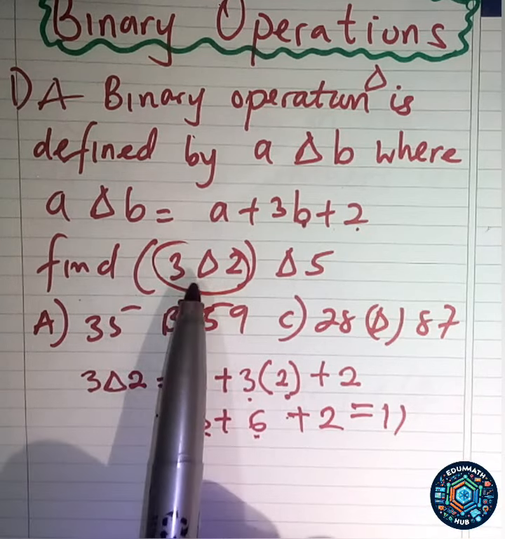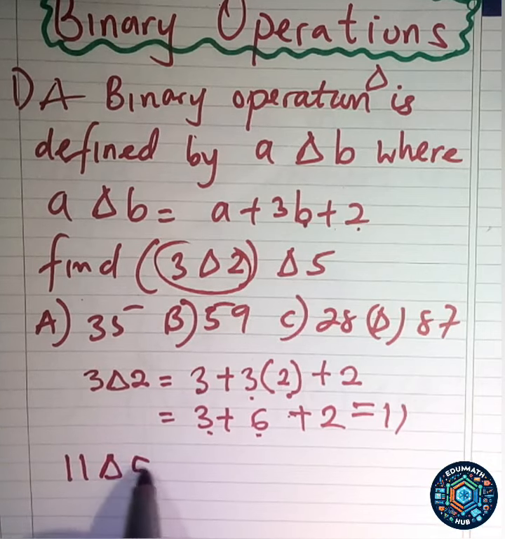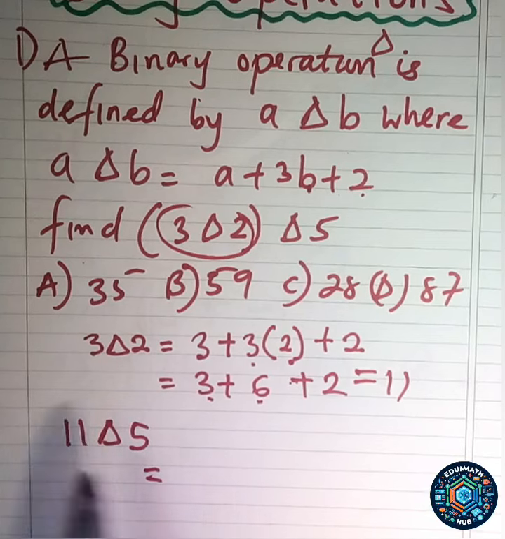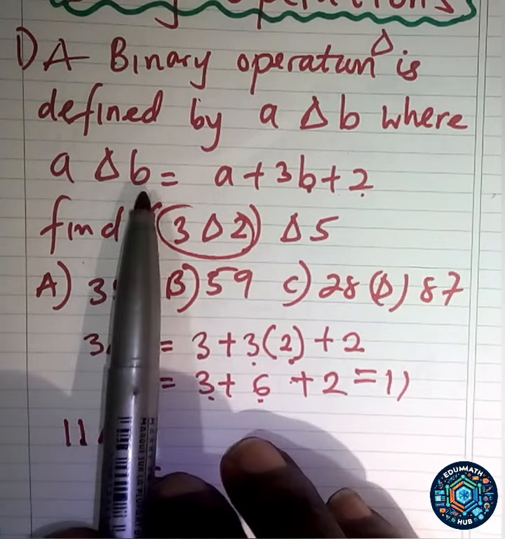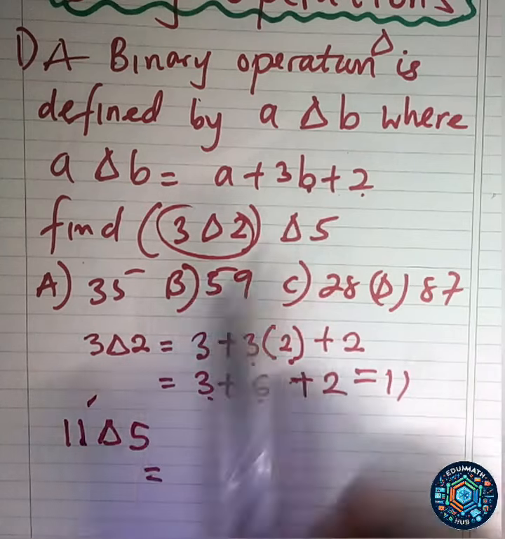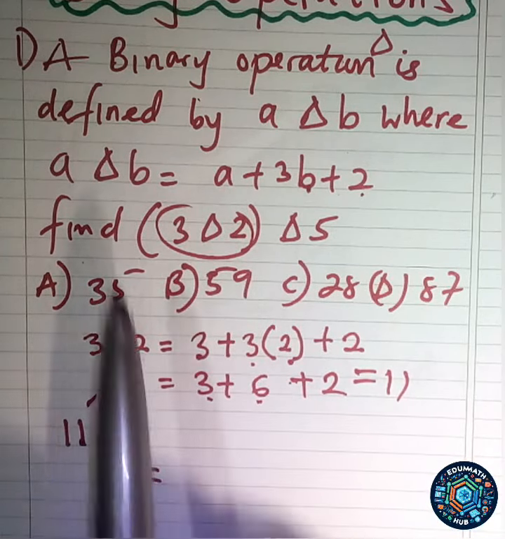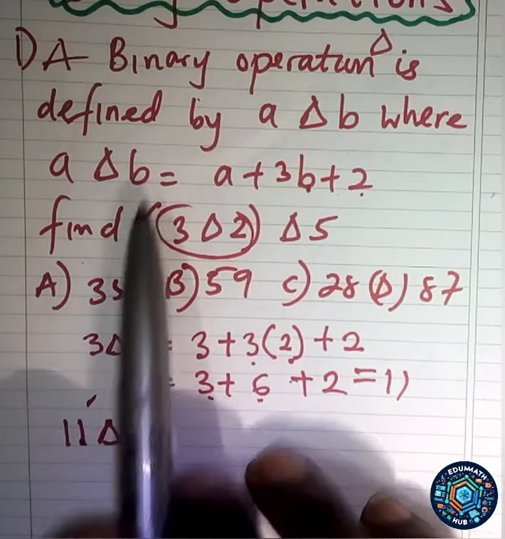Now we'll do 11 operator 5. Then we write out 11 operator 5. Okay, now let's do that. So 11 operator 5 means that A is standing as 11 and B is standing as 5. Just go back to this formula and plug it there. Anywhere you see A, write 11. And anywhere you see B, write 5.